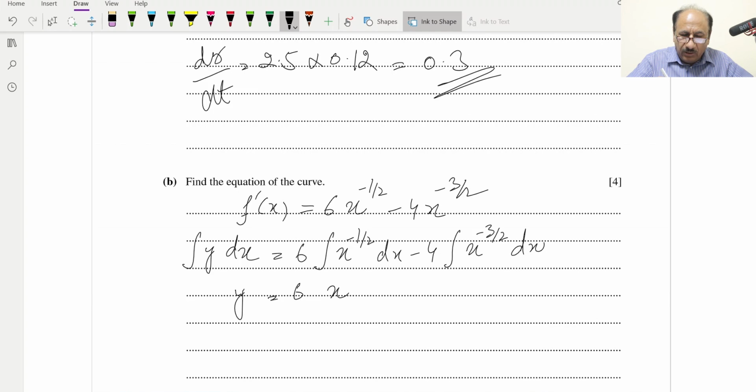and x raised to the power minus 1 by 2 plus 1 will be 1 by 2, and divided by 1 over 2 will be this one, and minus 4, and this will be x raised to minus 3 by 2 plus 1 will be x raised to the power minus 1 by 2, and this will also be divided by minus 1 by 2 and plus constant, integral constant c.